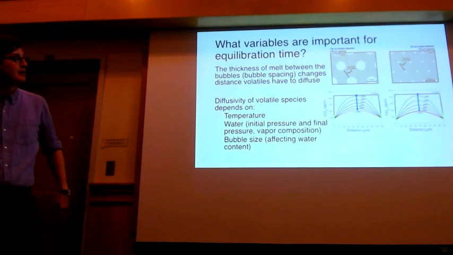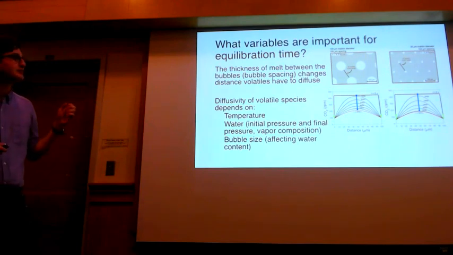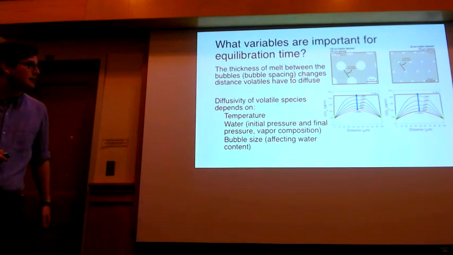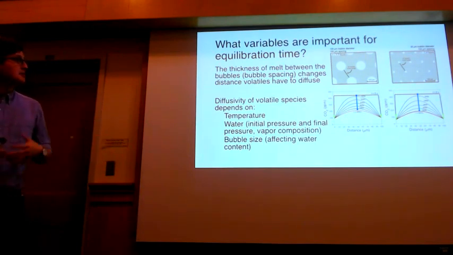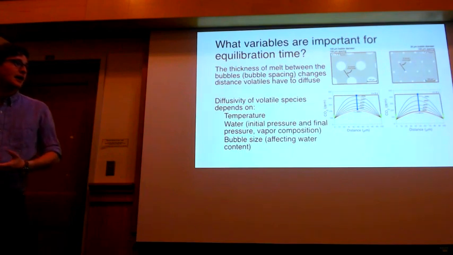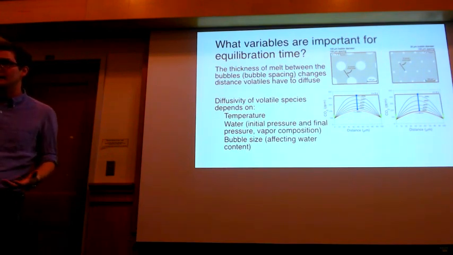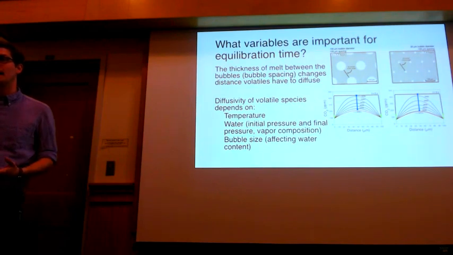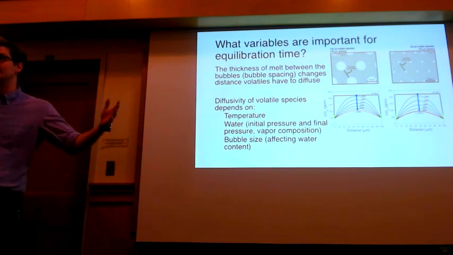And we really wanted to find what variables are important for equilibration time. So as I hinted at earlier, the thickness of the melt between the bubbles, or the bubble spacing, changes the distance the volatiles have to diffuse. And diffusion kinetics theory says that that should increase our equilibration time exponentially as you increase the length that the volatiles have to diffuse over.